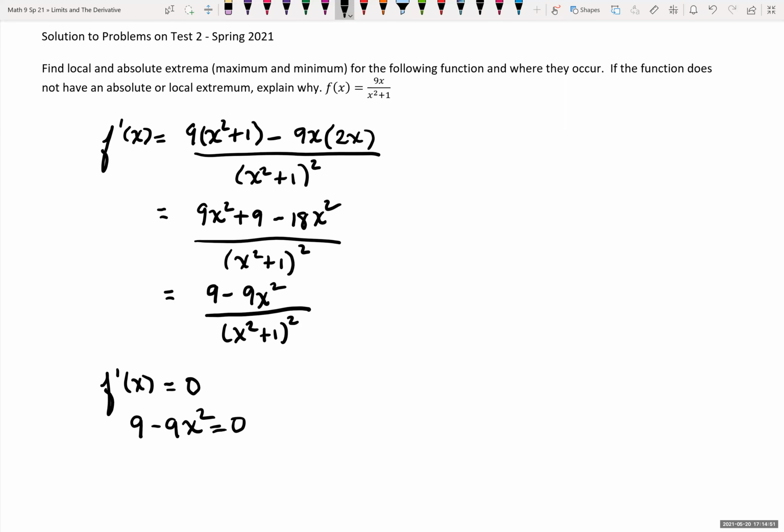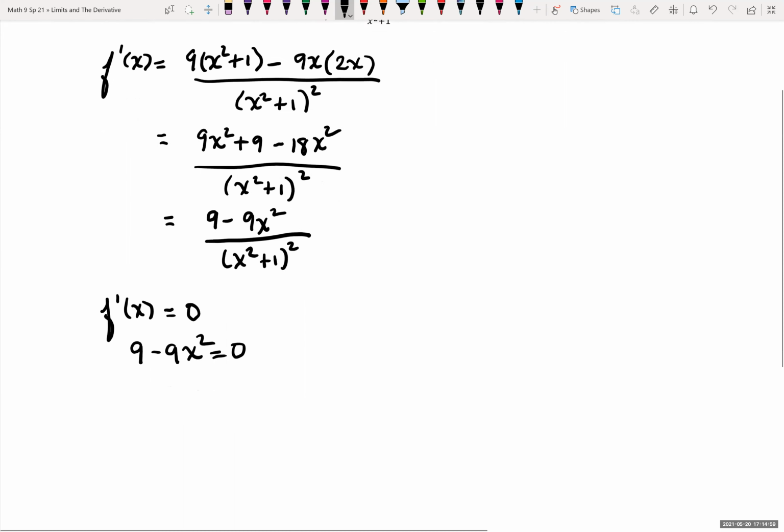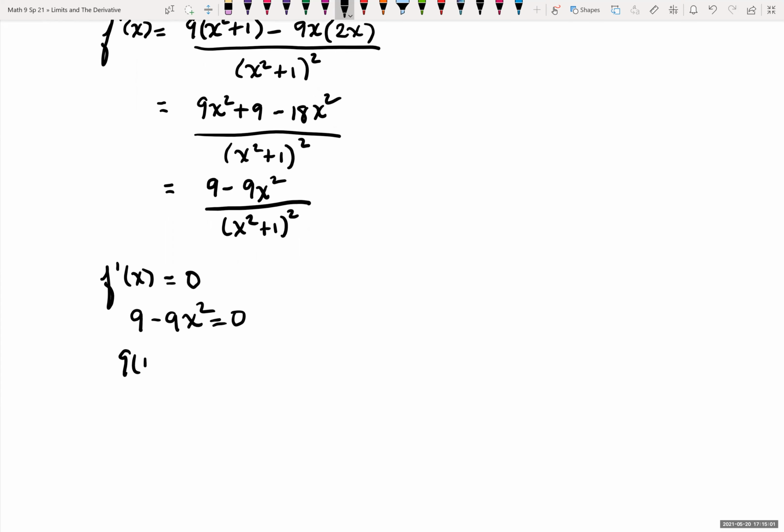There are a couple of ways you can solve this. You can use the square root method by isolating the square, because it's set up in that form, or we can factor. If we pull out a 9, this gives me 1 minus x squared equals 0. I have a difference of squares, so 1 minus x times 1 plus x equals 0. So I can see x equals 1 and x equals negative 1 are the values that set this equal to 0.